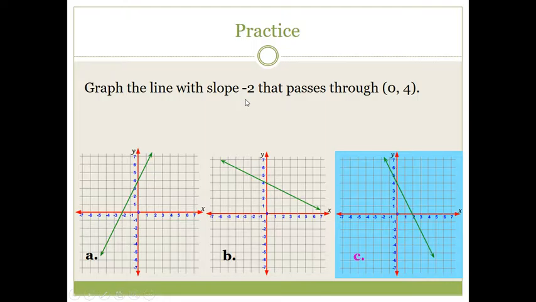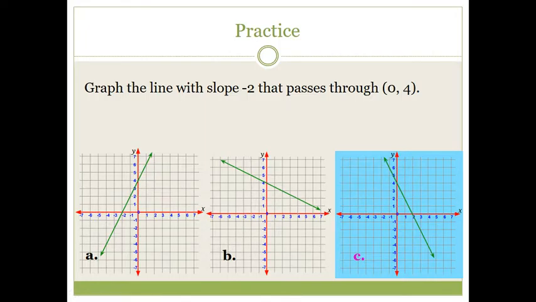Any whole number, positive or negative, so any integer, you can always put over 1, right? Because dividing by 1 doesn't change the value. So the slope of this line is negative 2 over 1. That means to get from one point to another, I need to go down 2 and to the right 1. So let's take a look at graph B. If I go down 2 and to the right 1, I should end up on the line, if this is indeed the graph of that line.